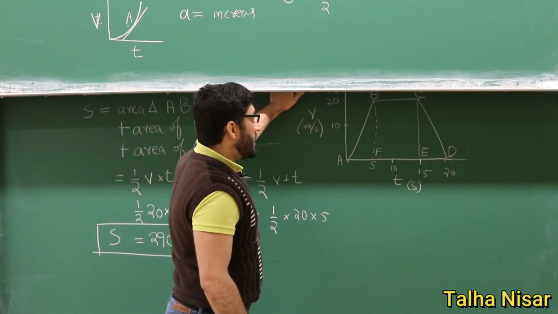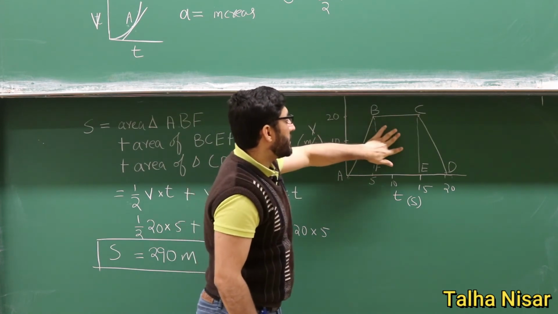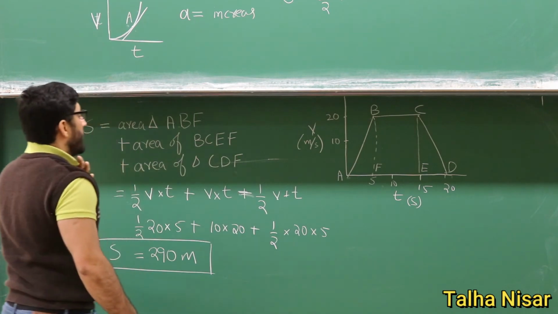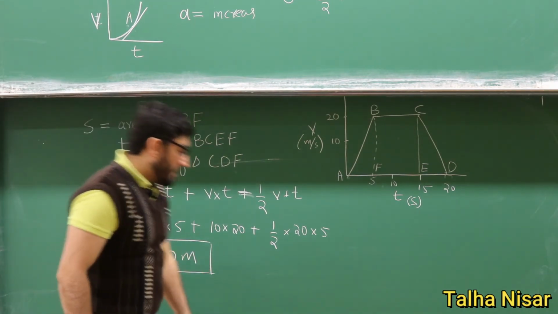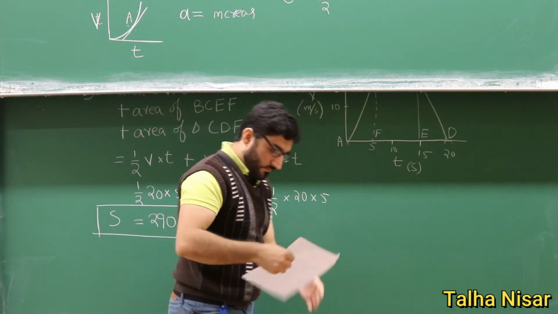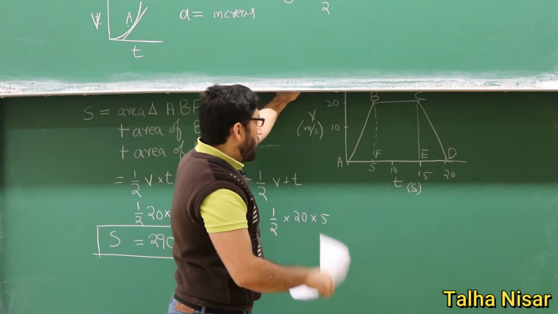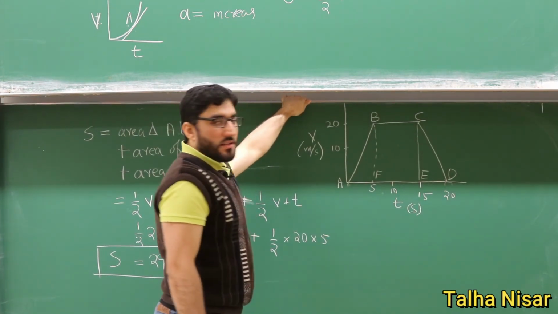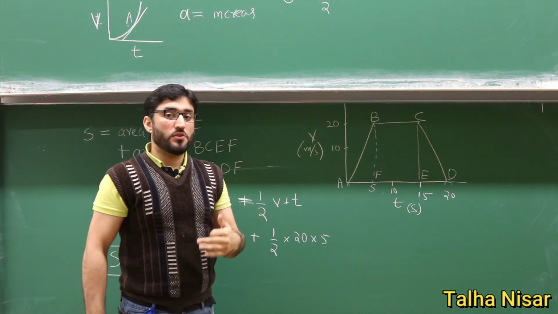So what we did is we calculated the area of this triangle, then the area of this rectangle, and the area of this last triangle. Now that we calculated the distance covered by this object in this example, we want to see the change in the velocity, and the change in velocity with respect to time.